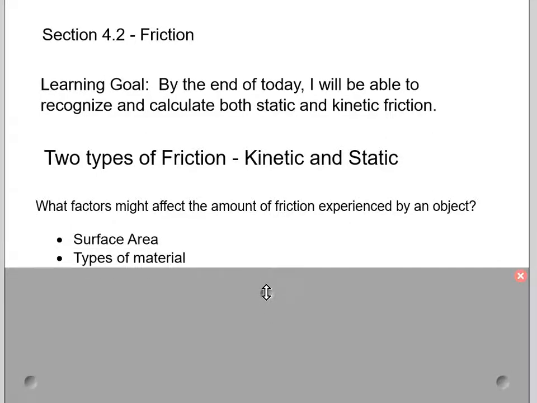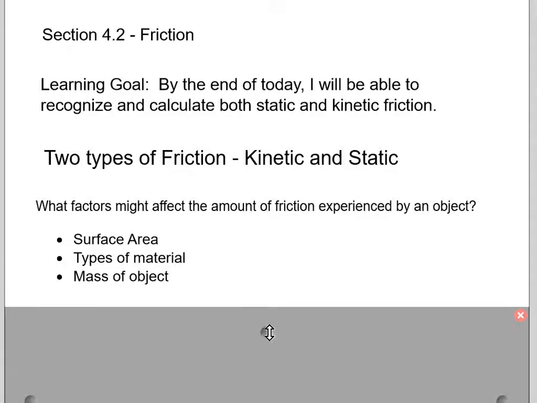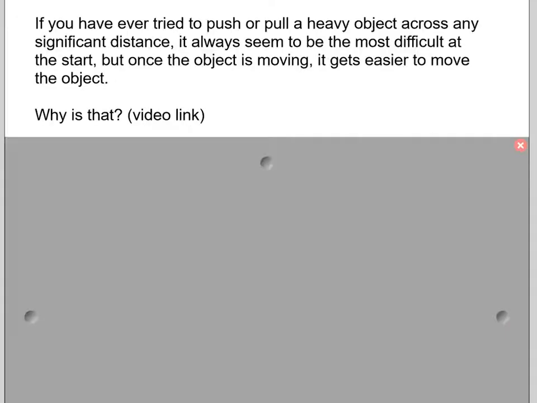Types of material, so rubber versus Teflon versus smooth plastic, all of those types of things will slide differently. And then the mass of the object. So this is partly inertia, but also the larger the mass of an object, the more friction it will generate with the surface underneath it.